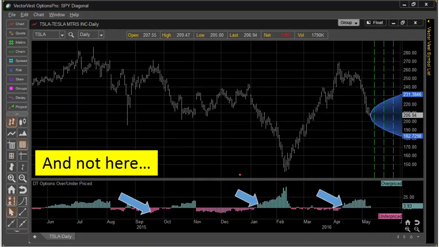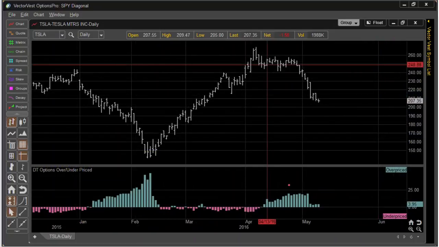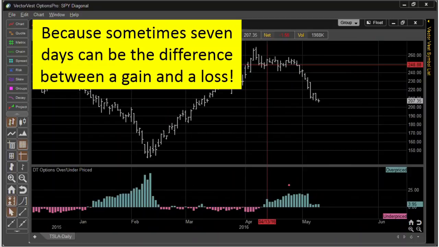analysis. What we don't want to do is take trades when it's underpriced and rising. Not right here when we still have room to get to that base level. All right? Because sometimes the difference in 7 days can be the difference between a gain and a loss. Okay? It really can. You got to play this as best you can.